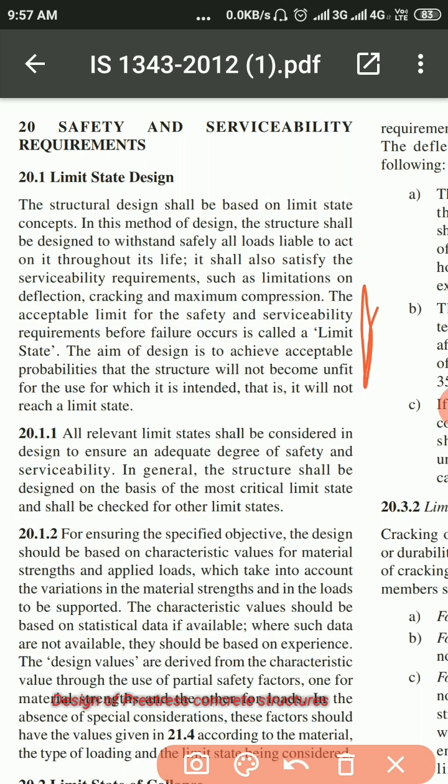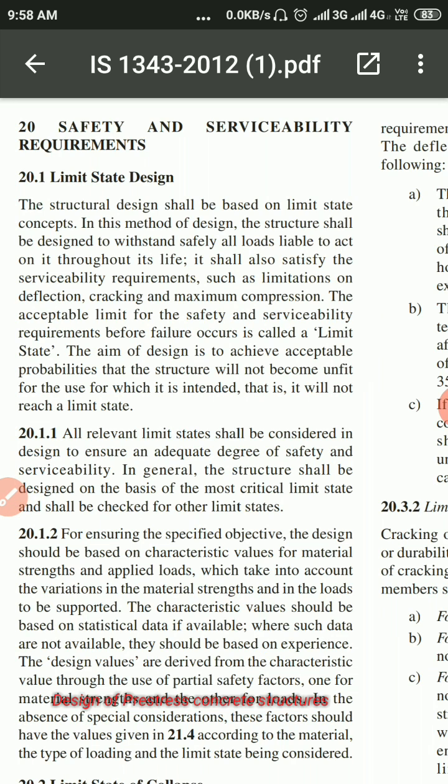The acceptable limit for safety and serviceability requirement before failure occurs is called the limit state. The aim of the design is to achieve acceptable probabilities that the structure will not become unfit for the use for which it is intended, that is, it will not reach a limit. I will explain this statement in short.